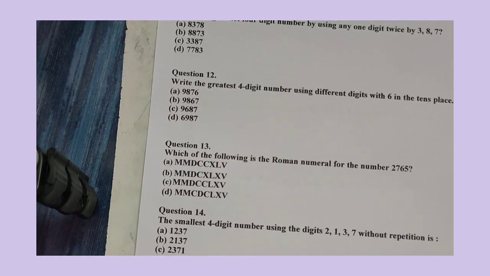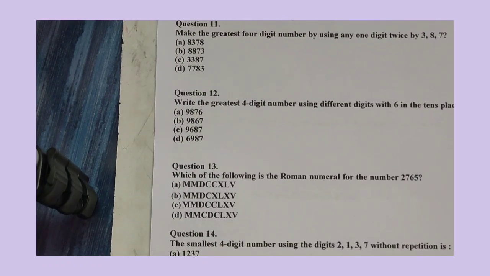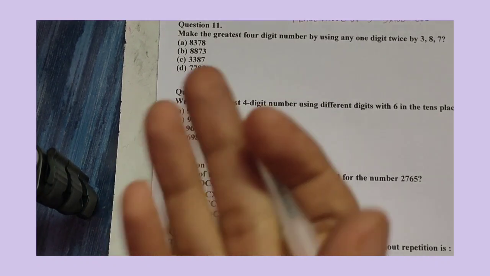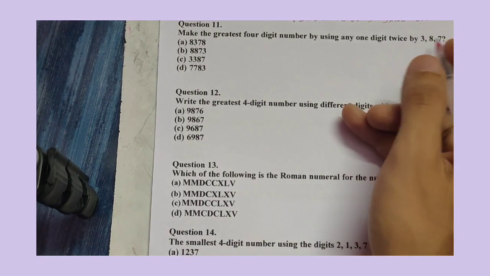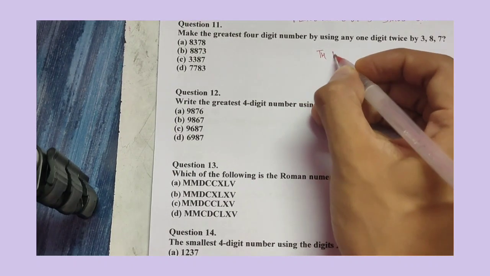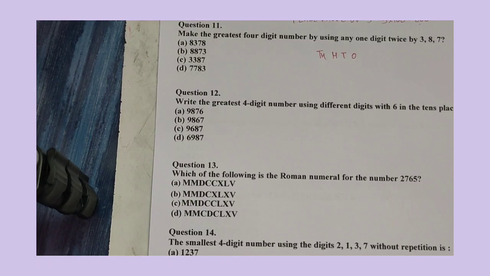Moving further with question number 11. Make the greatest 4-digit number by using one digit twice from 3, 8 and 7. Okay, 3, 8 and 7. We have to make the greatest. Again, just now we have done the 9th question, the same repeated one. Only the digits have been changed. As we want the greatest 4 digits, so it's 1000s, hundreds, tens and ones. We want the greatest, right?